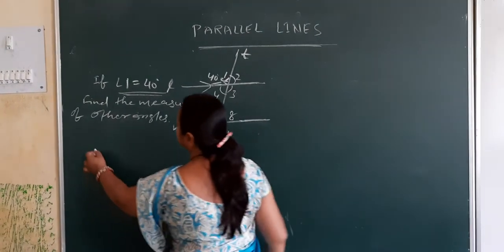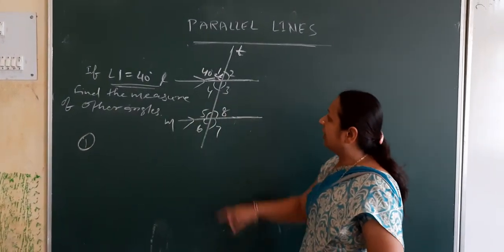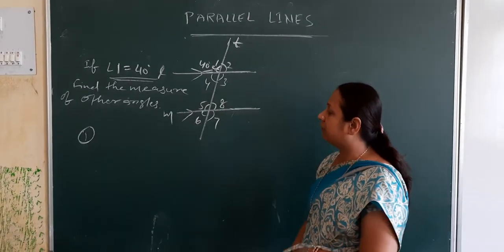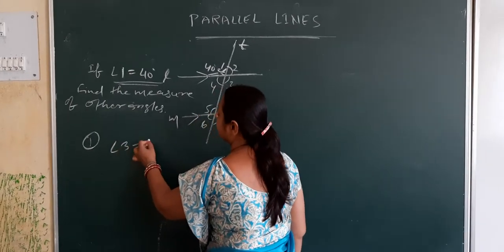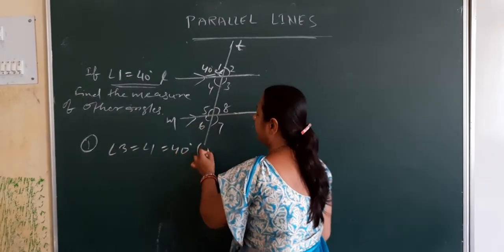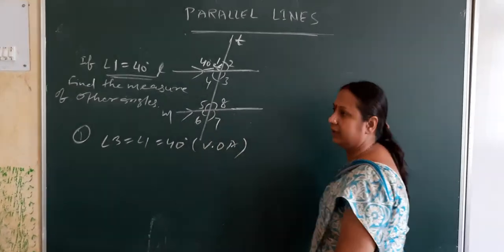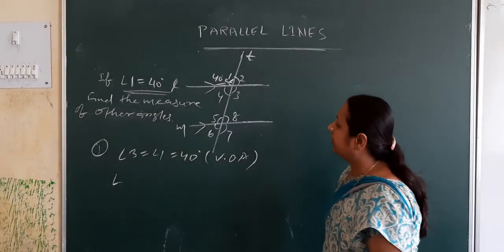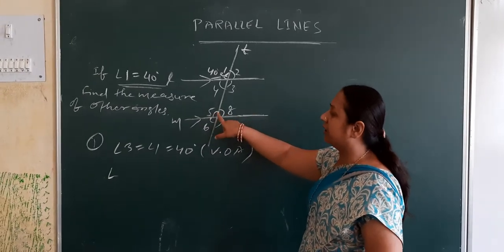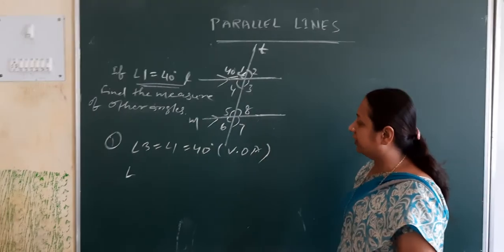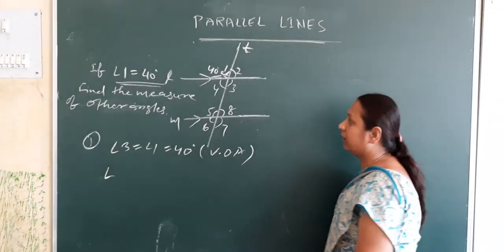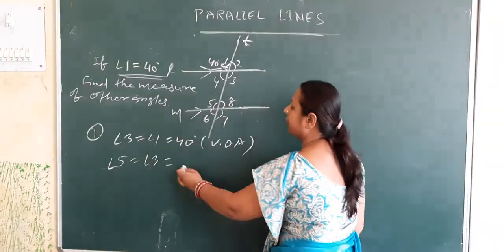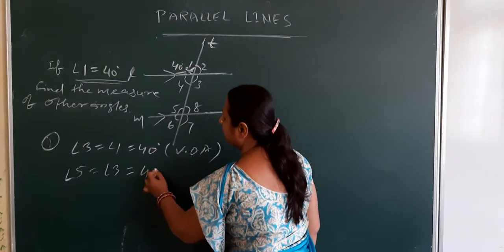So by the property of parallel lines, angle 1 and angle 3 are vertically opposite angles, and vertically opposite angles are equal in measure. That's why angle 3 equals angle 1 equals 40 degrees. Now angle 3 and 5. See the relation between 3 and 5. 3 and 5 are alternate interior angles, and alternate angles are equal. That's why angle 5 equals angle 3, and the measure of angle 3 is 40 degrees. Angle 5 equals angle 3 equals 40 degrees.